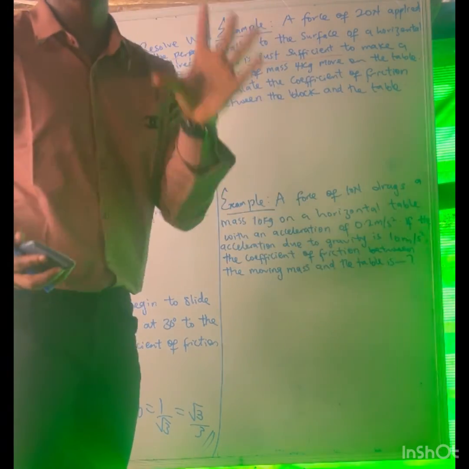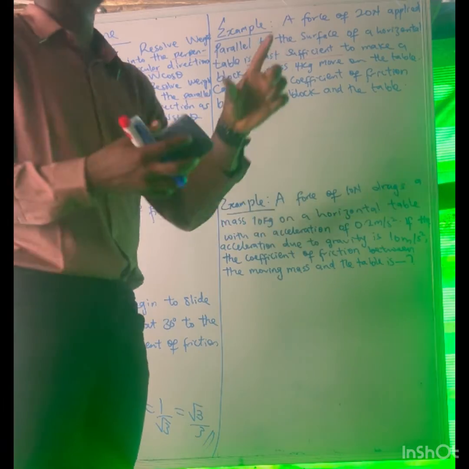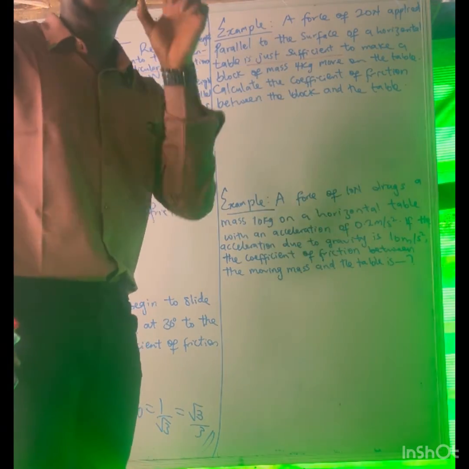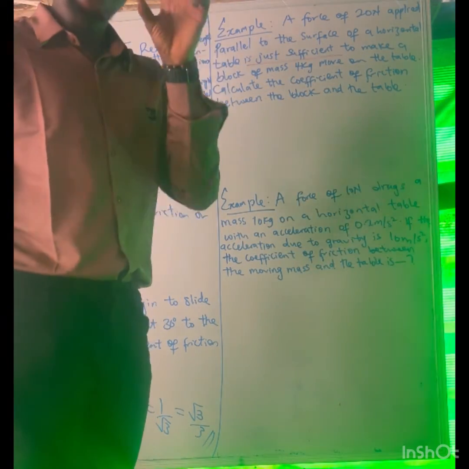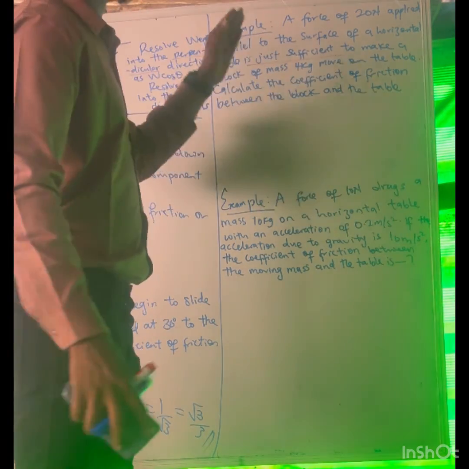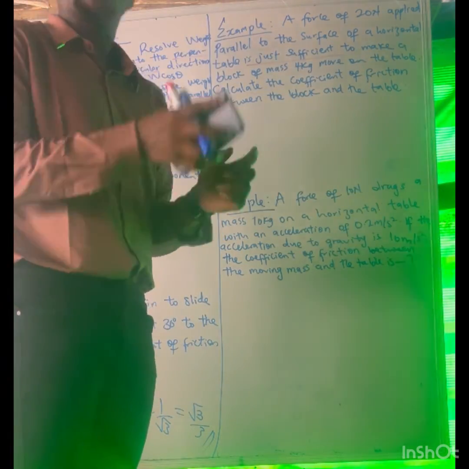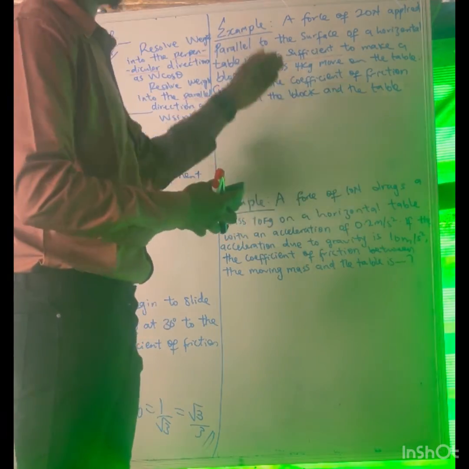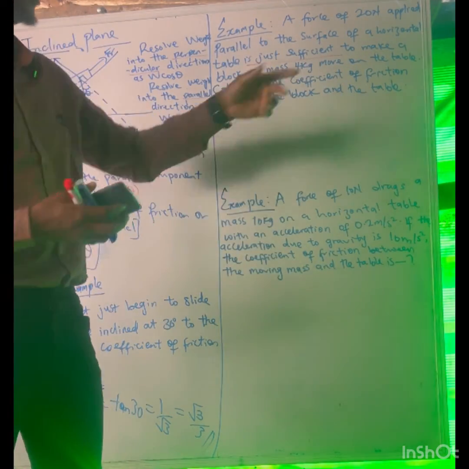The body is static. So the type of friction we are going to be talking about here is static friction or limiting friction. Because another term for static friction is limiting friction. So it's just sufficient. It's not moving yet, it is about to move. It's just sufficient to make a block of mass 4 kg move on the table.